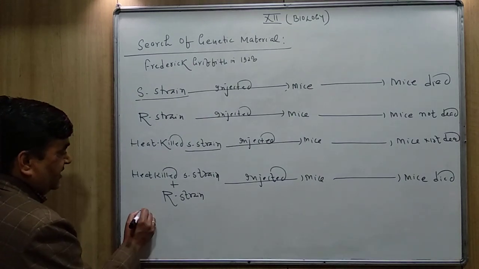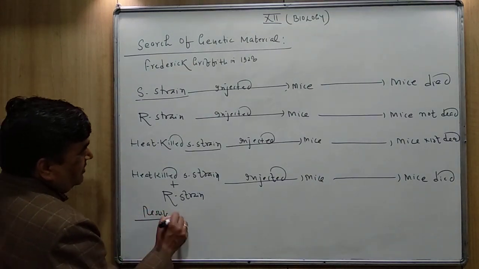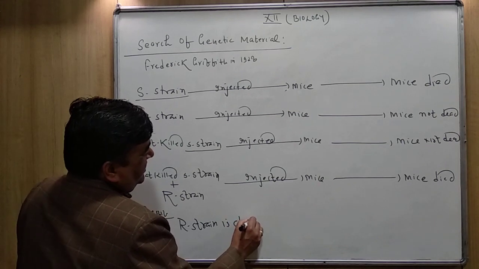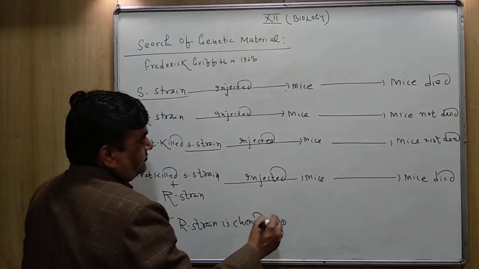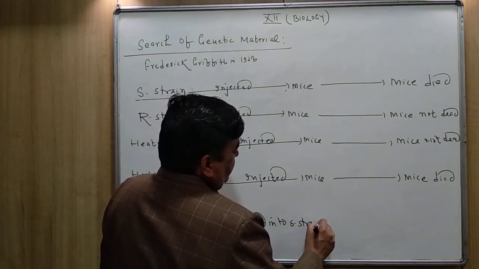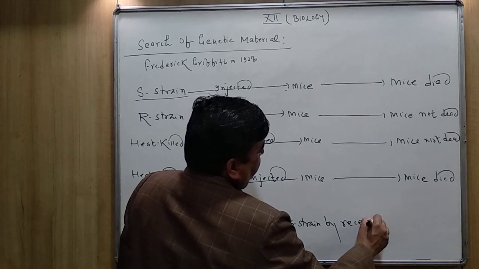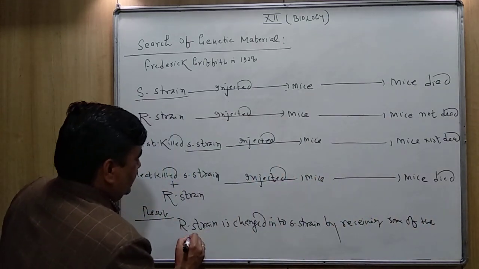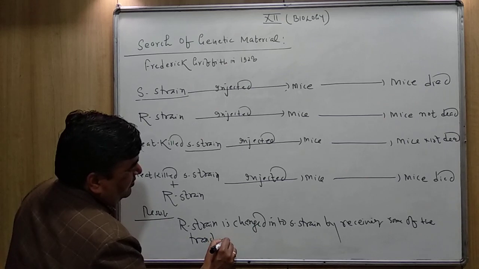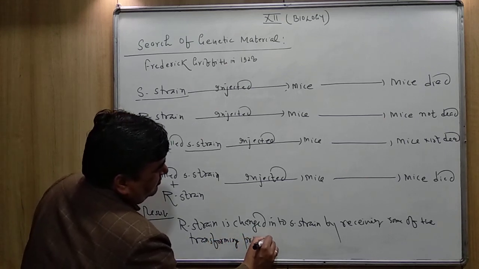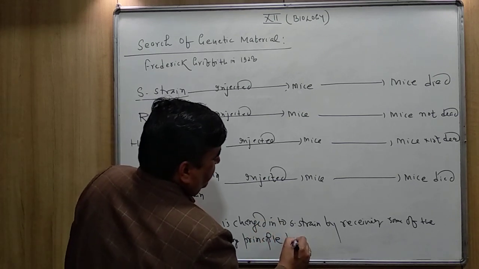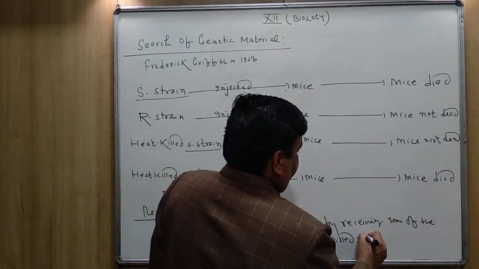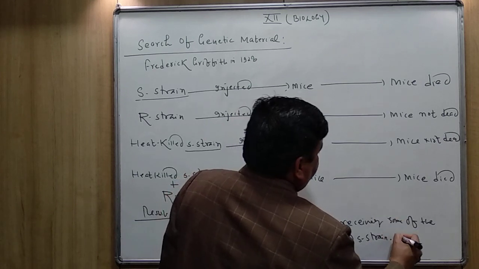You can see here, it means the conclusion, or you can say the result: R strain is changed into S strain by receiving some of the transforming principle from heat-killed S strain, and this is called transformation.